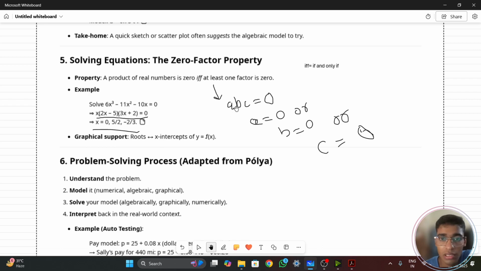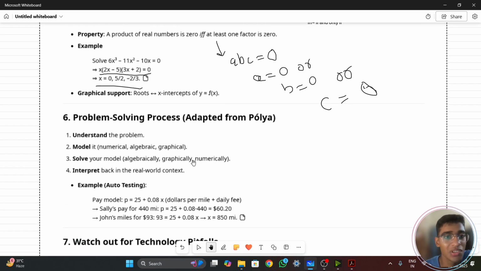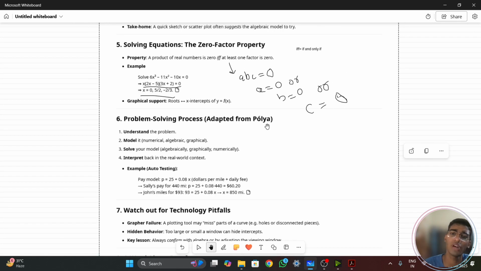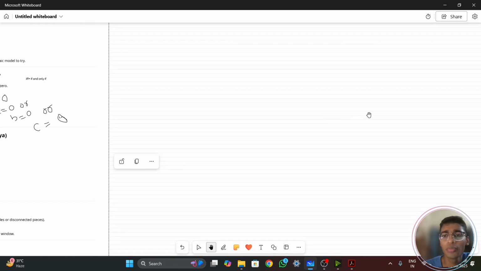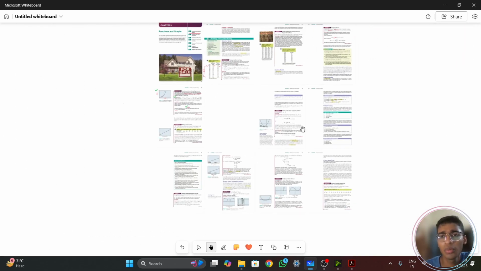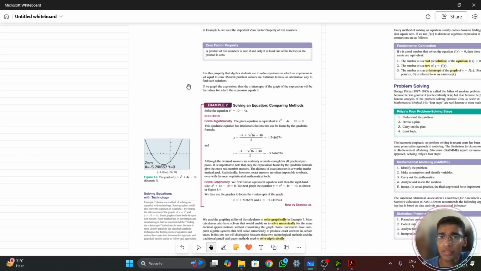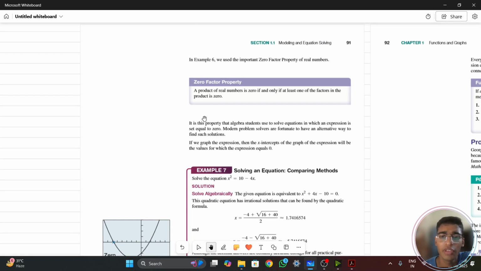I have told you about this with a, b, c, and this is true. If a equals 0, then b and c, no matter what they are, the product is 0. If b equals 0 and a and c are not 0, then also the whole product will be 0. So this is what the zero factor property is. Now coming on to the problem solving process, they have given you this equation right here.